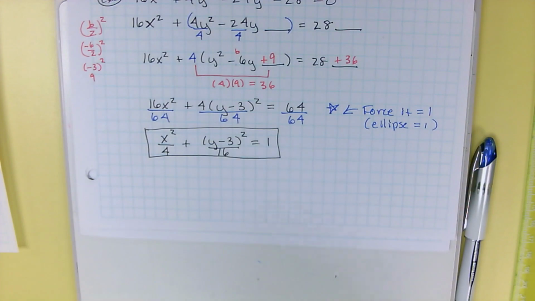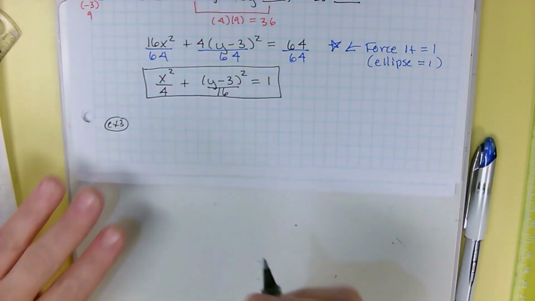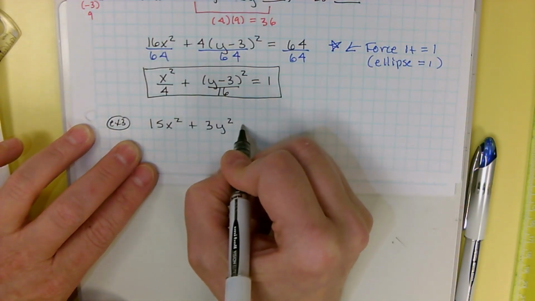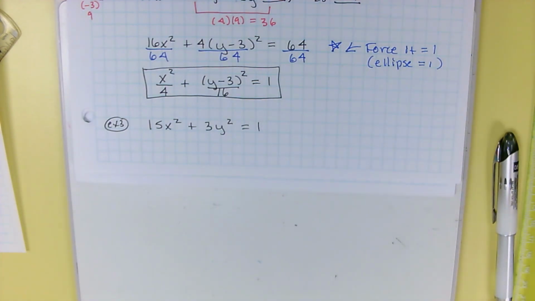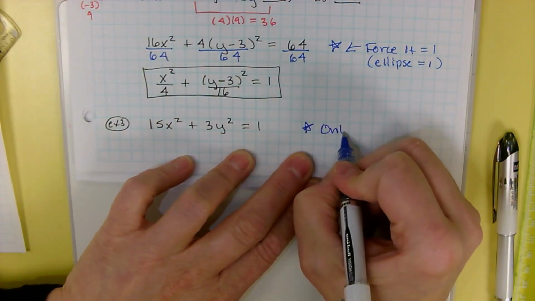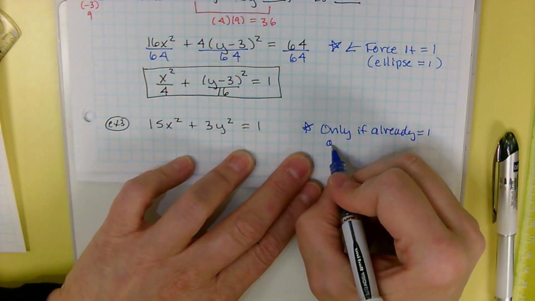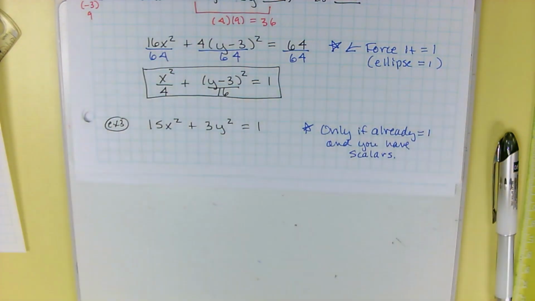Now, of course, there's one weirdo question that they do like right at the beginning of your homework. So I'm going to show you how to deal with that. I don't want you to get discouraged right out of the gate. Let's say you've got something like 15x squared plus 3y squared equals 1. So it already equals 1, but you've got these scalars and you can't have the 15 and the 3 there. There are no scalars in the ellipse format. You only do this if it already equals 1 and you have scalars.